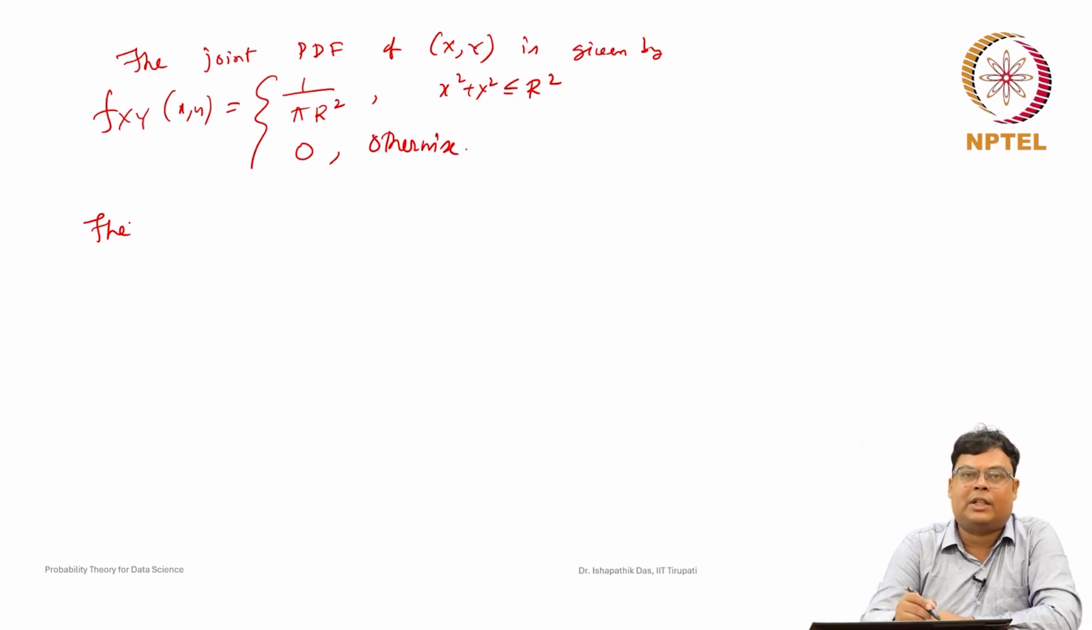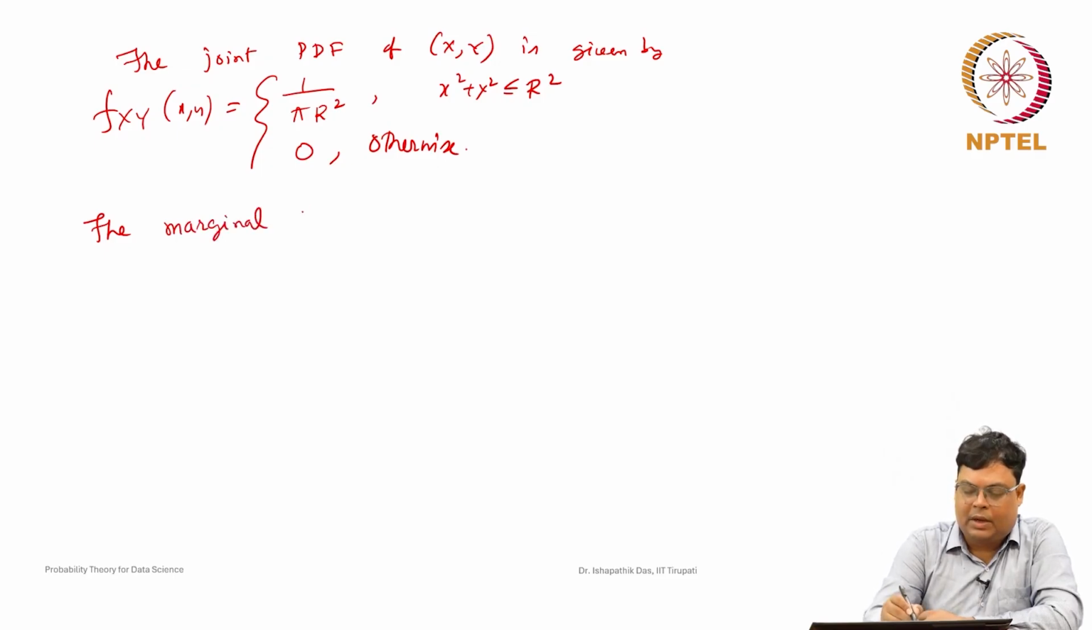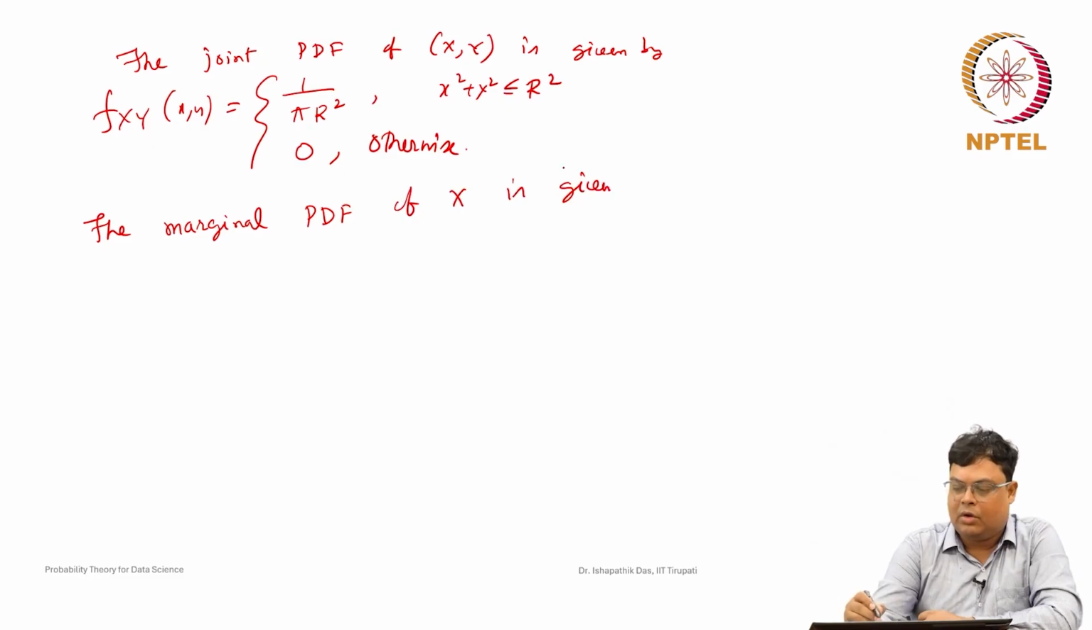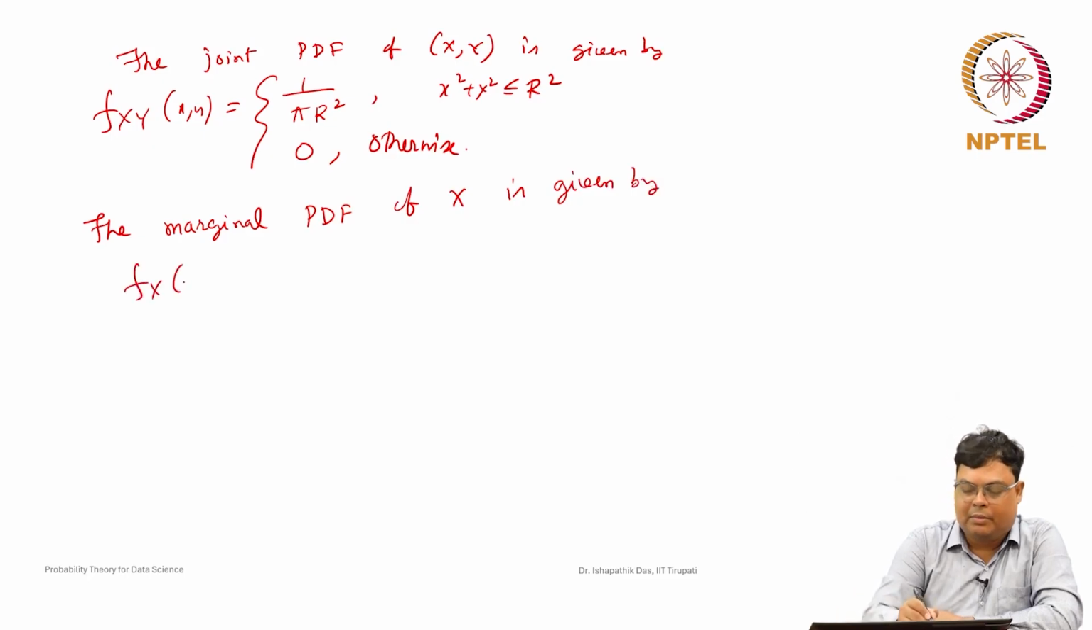Whenever we discuss a multivariate random variable, there will be many subsets of n variables; here we are talking about only x and y. So that is why the marginal probability density function of x is given by f of x.